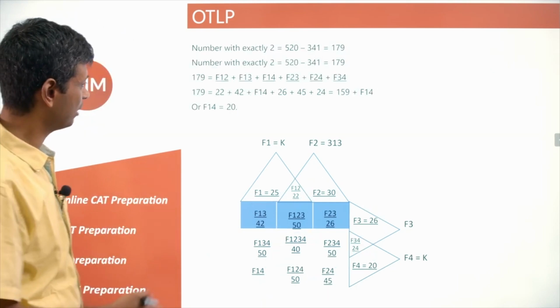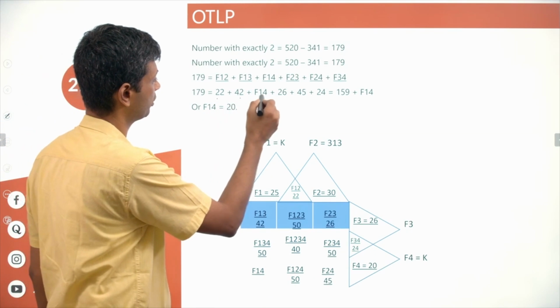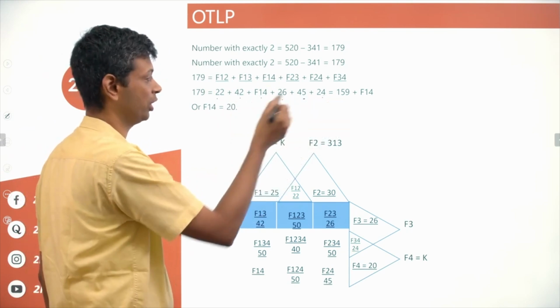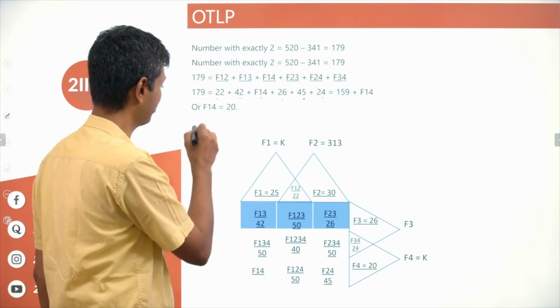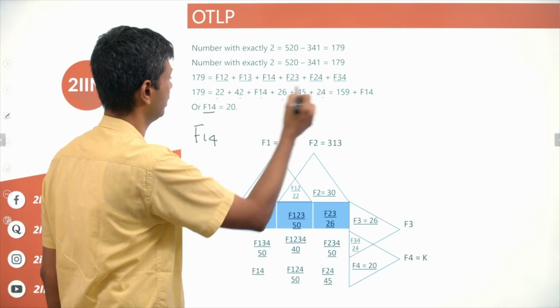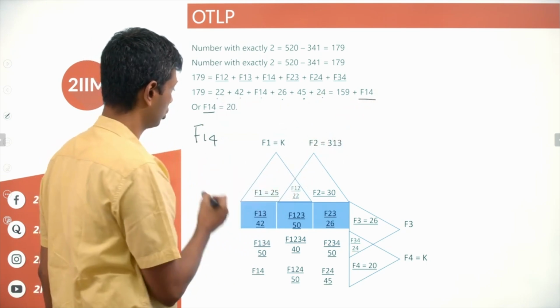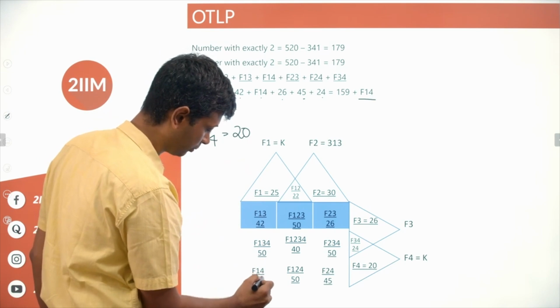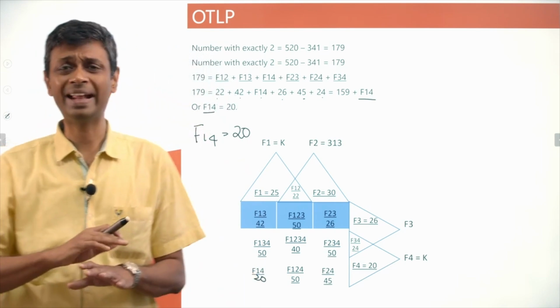So add everything up: 22 plus 42 plus F14 plus 26 plus 45 plus 24. Remember, this has to be F14 with an underline. It's only 1 and 4, which is 20. This number is 20. With that, we have solved the entire grid.